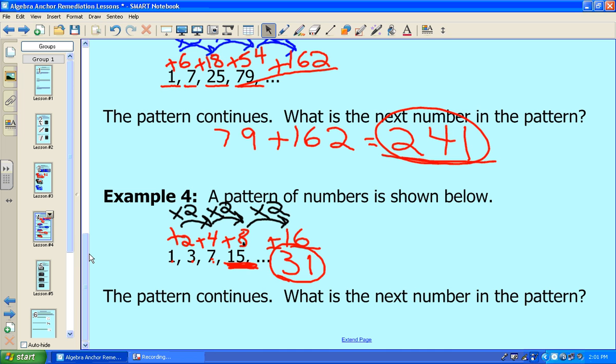If you have any problems with this lesson, rewatch it. If not, you can move on to the next video. You should now be able to finish a pattern using 2 operations.